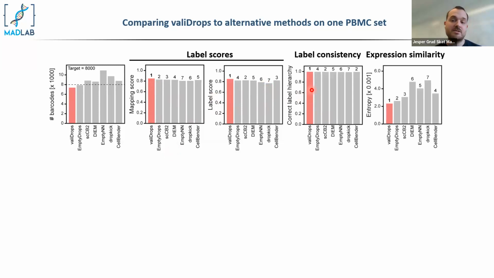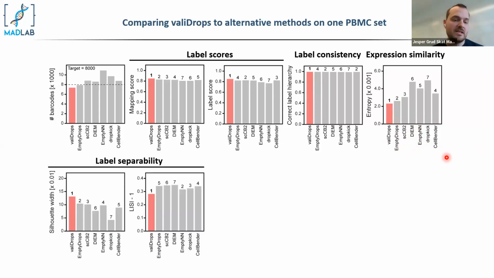For expression similarity using entropy, we are starting to see more differentiation between the methods. Here again, lower is better because that means that the gene expression profiles within cell types are more similar. And we can see that the tools are starting to separate out into two groups. Perhaps for this data set, valiDrops, MTDrops, and SCP2, which is actually based on MTDrops, are doing pretty good. And the other methods are doing quite a lot worse for this particular data set.